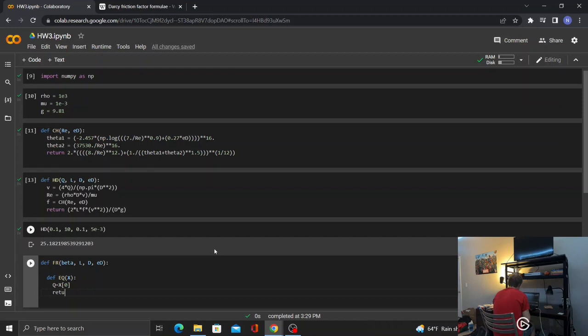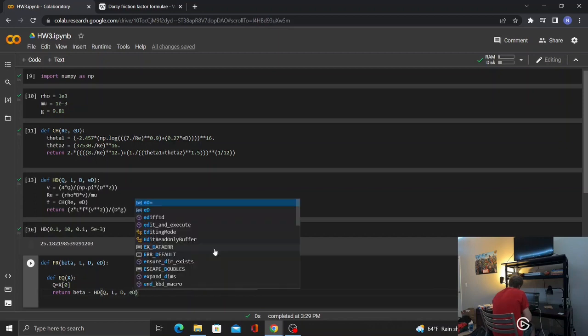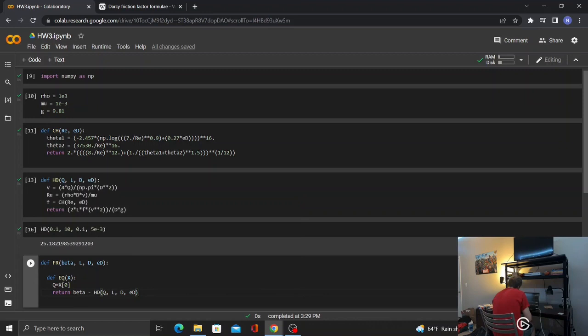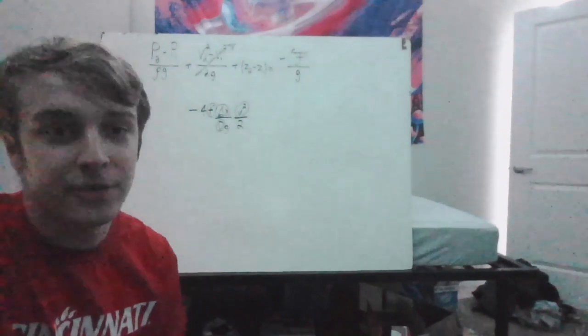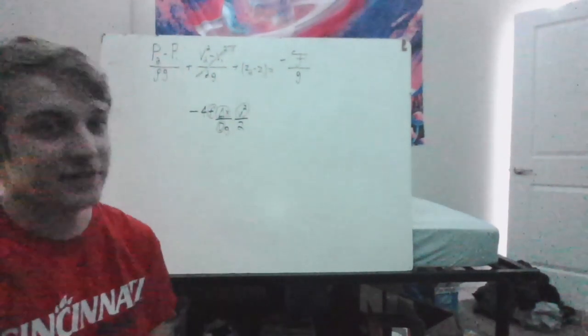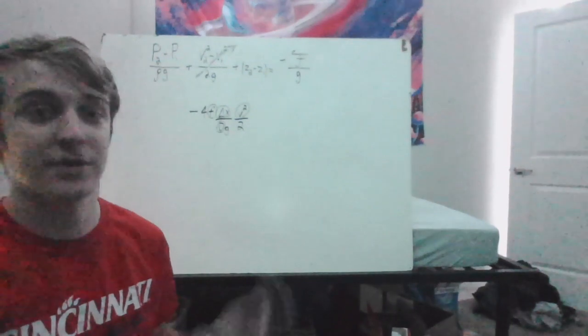So we're going to want to return the difference between beta and then our head drop equation. So I'm putting Q, L, D, and ED. And using our SciPy root solver, we want this to be an array as well. Now with using our SciPy root solver, we will need an initial guess for our flow rate, and that's what we're going to solve an equation for right now.